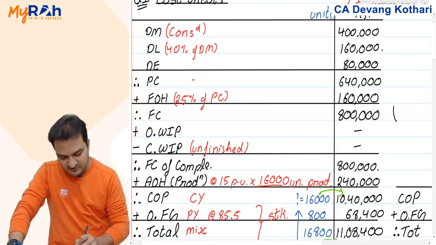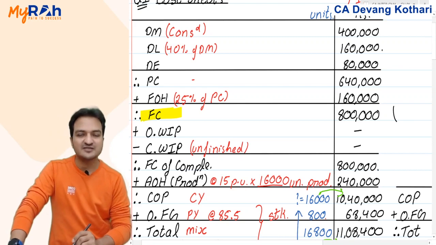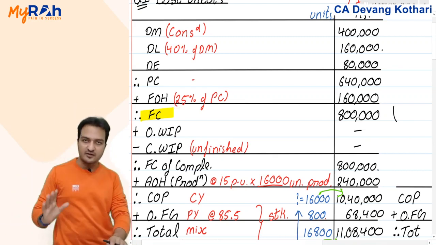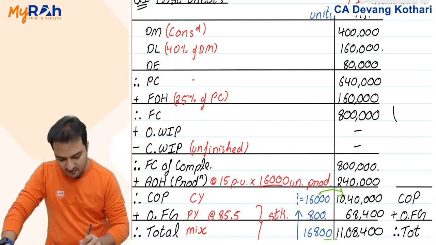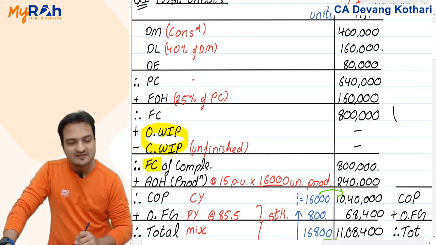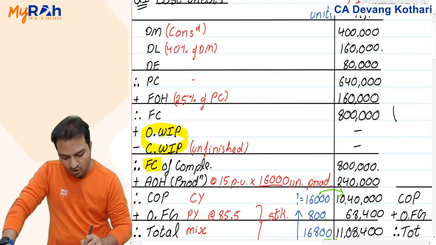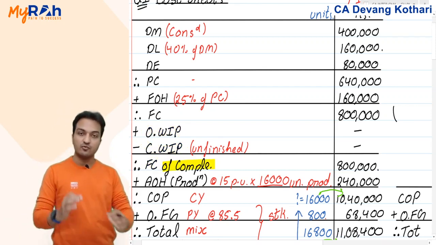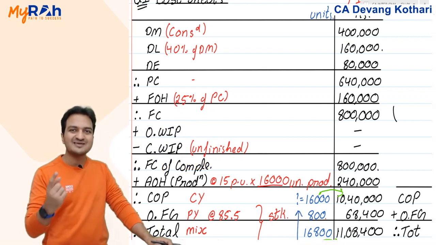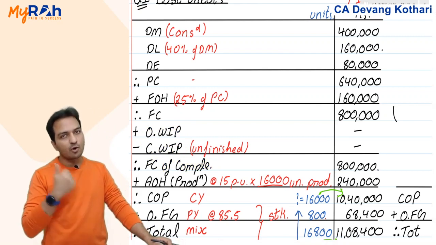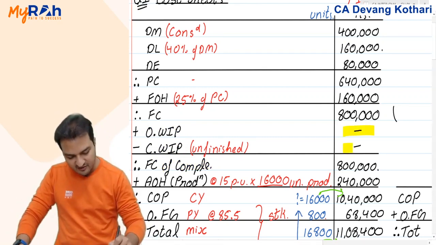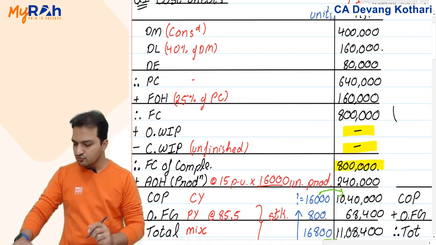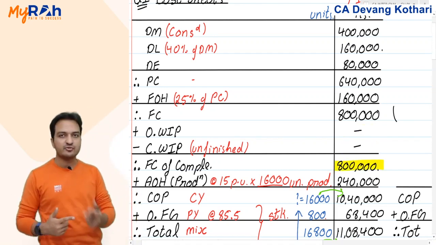So this FC, the first FC, was the total factory cost incurred in my factory. But after WIP adjustment, the FC that I get will be the FC of completed units, meaning this is the factory cost of only the completed units, because incomplete units you removed. Now, question one did not have any WIP, so the same 8 lakhs comes over here. But question two, you will find some WIP. I'll show you that adjustment.